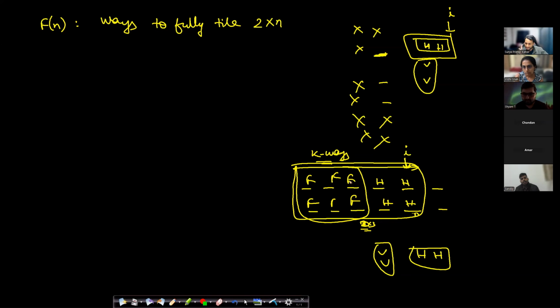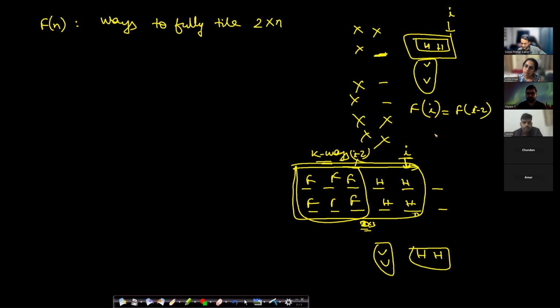If there is only one way to extend from I minus 2 to I, there is only one way. If I assume that there is only one way to extend it, then how many ways can I say there are to tile 2 by 5? K. Yeah, k only. K ways, right? So can I not generate a recurrence relation where I say that f of I is equal to f of I minus 2?